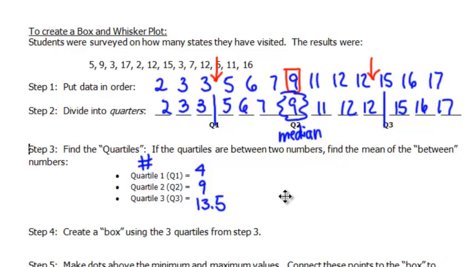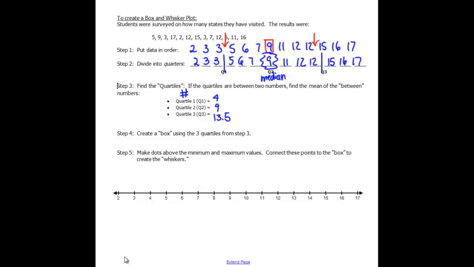So if you look at this, what we're going to do next, just like we did for the dot plots, is create a number line. Now your number line has to have your lowest value and your highest value on there. So my lowest value was 2 and my highest value was 17. So now I'm going to put a little dot here above 2 and a little dot here above 17. Those are my maximum and my minimum values.